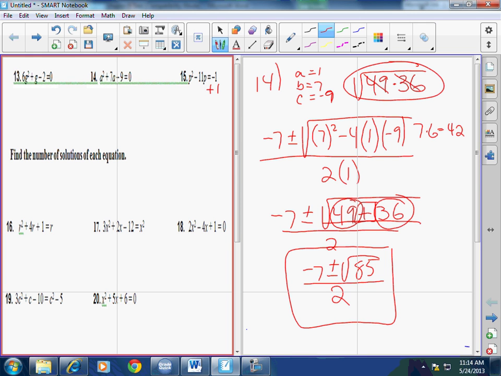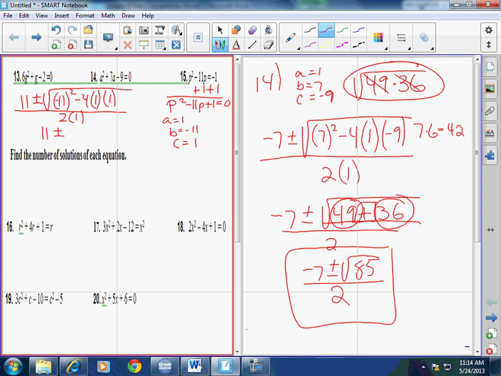Number 15. First thing I have to do is add 1 because I have always said you have to turn it into a trinomial. A equals 1, B equals negative 11, C equals 1. Negative B plus or minus the square root of B squared minus 4 times A times C, over 2 times A. This is 11 plus or minus the square root of 121 minus 4, guys, not plus 4. I don't know where you got the plus from. That's 121 minus 4, so that's the square root of 117 over 2.